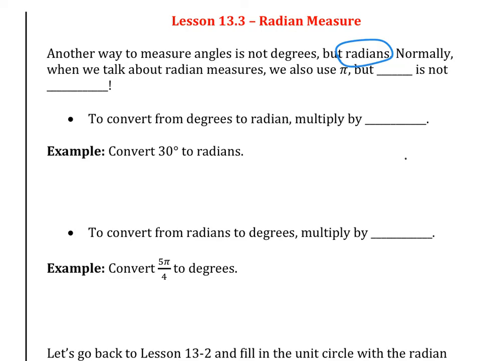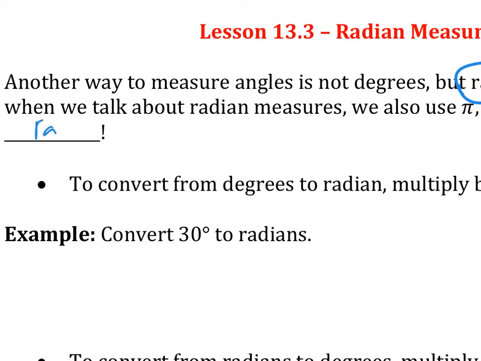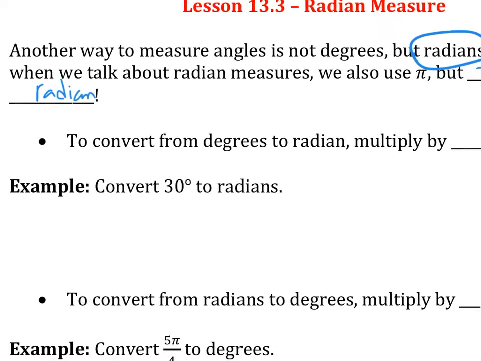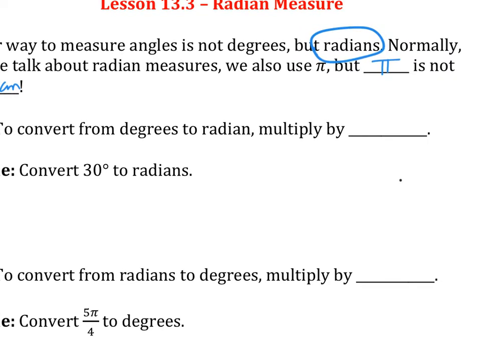And usually when we talk about radian, most of the time we describe it with some kind of pi in there, but pi itself is not radian. Okay, so pi is not a unit. You don't write 3 pi thinking pi is radian. So anyways, we'll get more into that later. Okay, so to convert from degree to radian, we multiply by pi over 180 degrees.